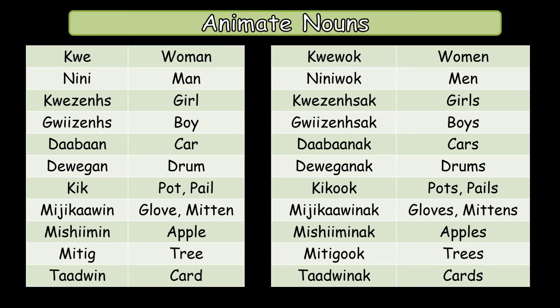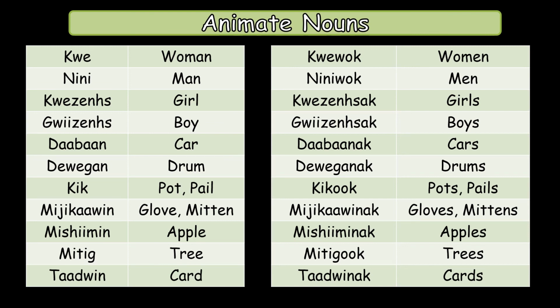Here we review our animate nouns. Que, nene, quezas, guizas, daban, dewagan, kik, majikawin, mishimen, mitig, tadwin. And in their plural forms, quewuk, ninawuk, quezasak, guizasak, dabanak, dewaganak, kikok, majikawanak, mishimanak, mitigok, tadwinak.